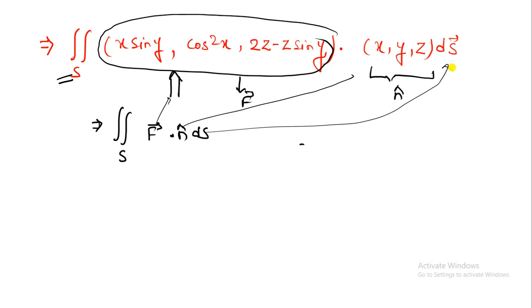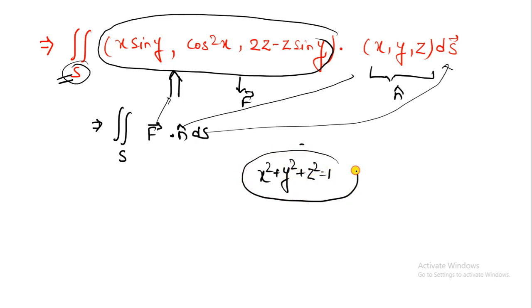Now, we are given that this is a surface integral, and the region is given as x square plus y square plus z square equals to 1, that is a closed sphere having radius 1. As the surface is closed and it has volume, we will have to apply Gauss divergence theorem to find the value of the integral. What is the Gauss divergence equation?